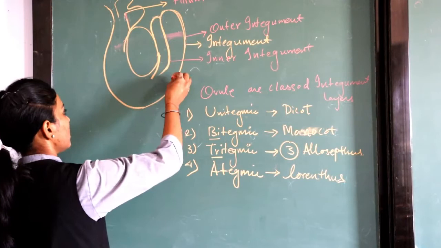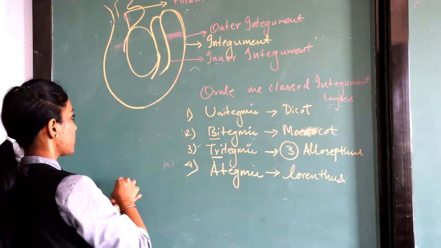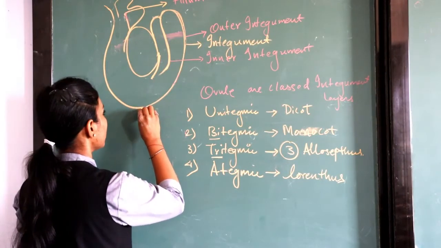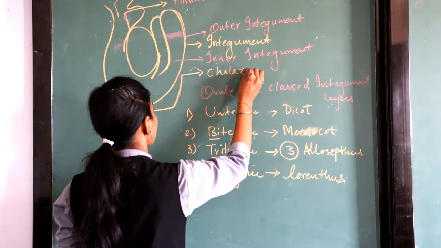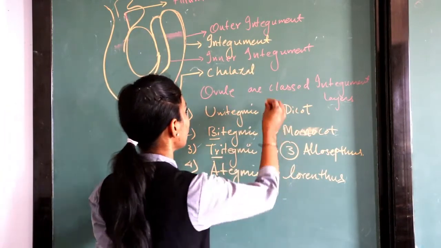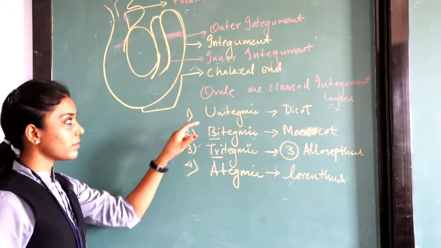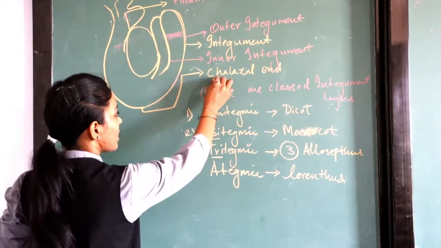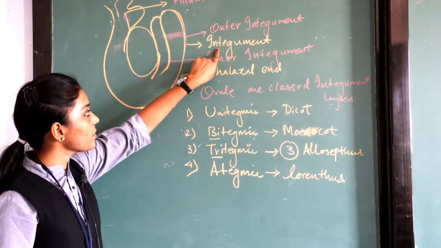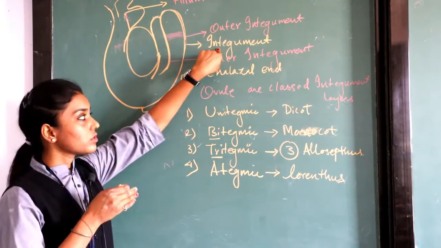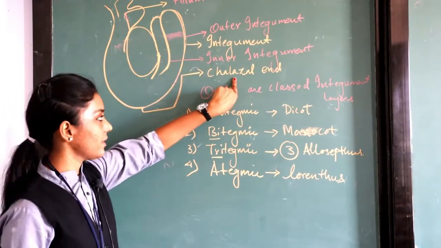Next we'll see this particular part, which is called the chalazal end. The easiest way to remember chalazal is that it is the place where integuments arise. Integuments are the covering, so the place where the covering starts is called the chalazal end.